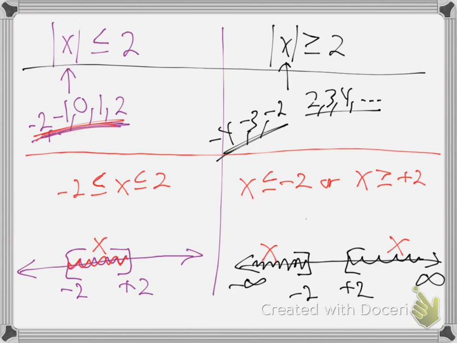For the less, the x is in the middle between negative 2 and positive 2. The shading is in the middle. So again, less has less, more has more. Greater has two x's, two shading chunks. Less has one x in the middle, one shading chunk in the middle. That's what's true.